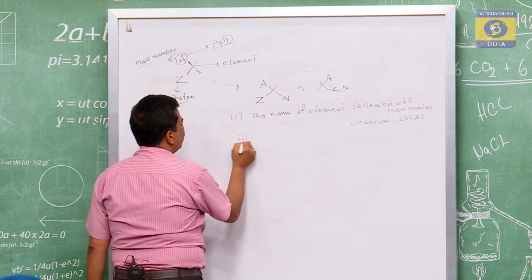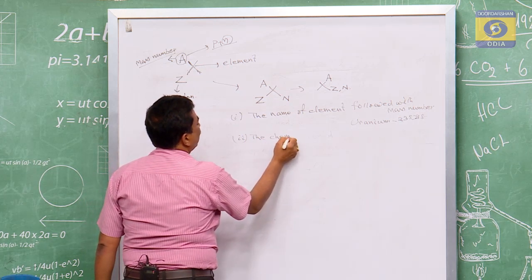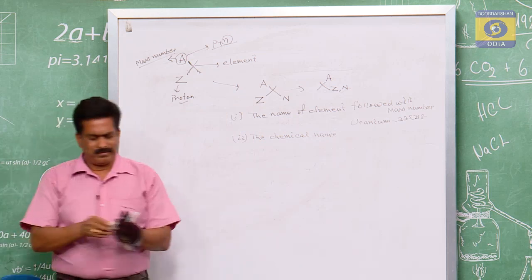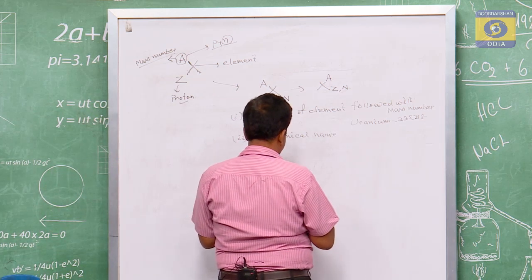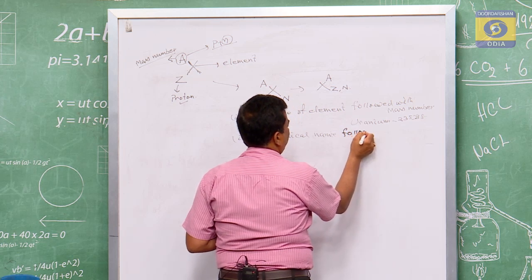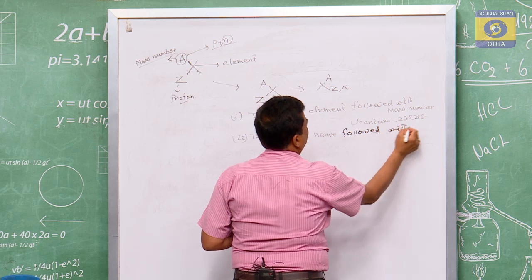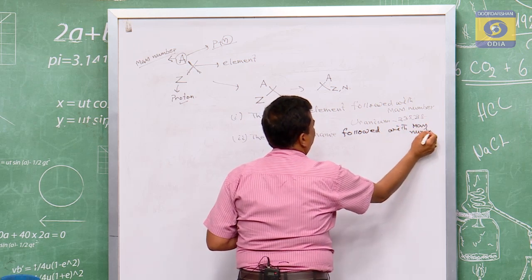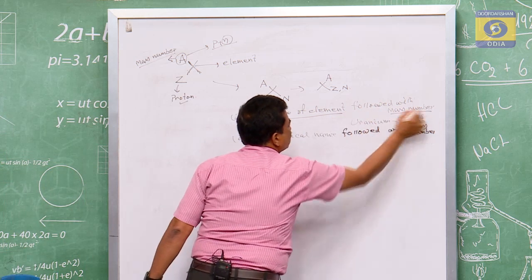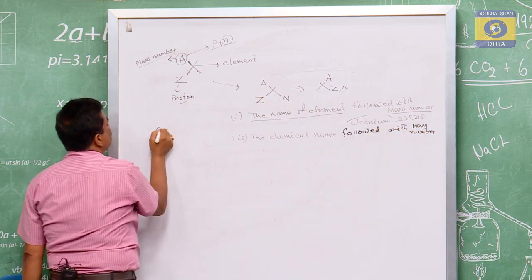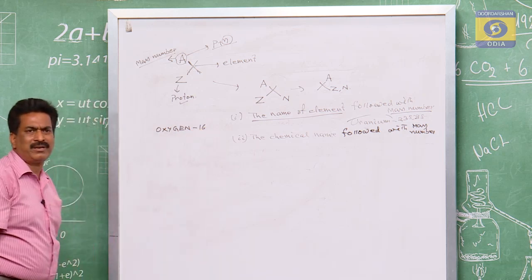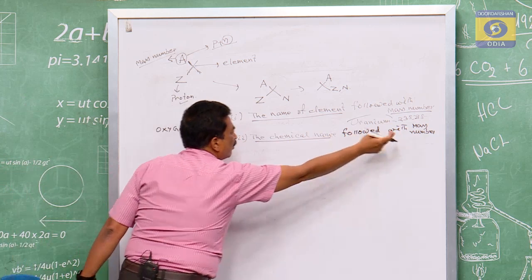The second way is the chemical name followed with the mass number. So, one is the name of the element followed with the mass number, if the element is uranium 235, or if you say oxygen with its mass number of 16 or 15 or 17 or 18. Similarly, the chemical name followed with the number.